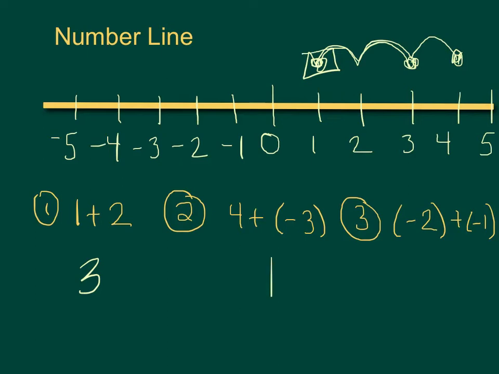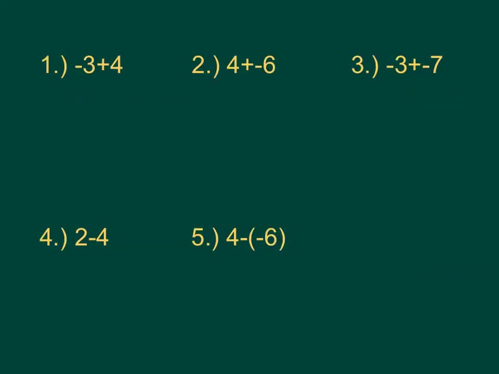And then last but not least, number 3, -2 plus a -1. So you're at -2, that's where you start. And if you add a -1, that means you're going to the left. So -2 plus a -1 would be -3. Okay, so if you want to continue to use the number line, you're more than welcome to. For the rest of these, I will not be using it. Alright, so let's just start adding.